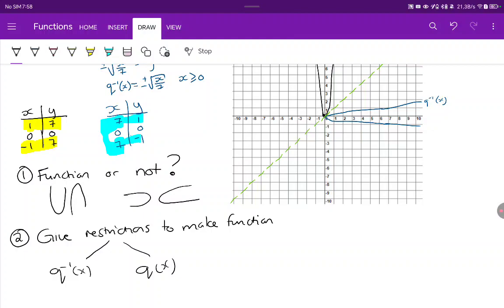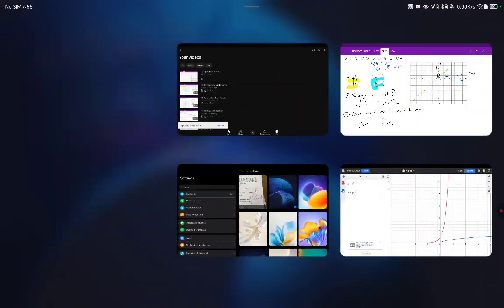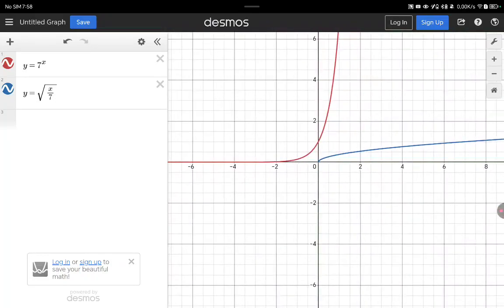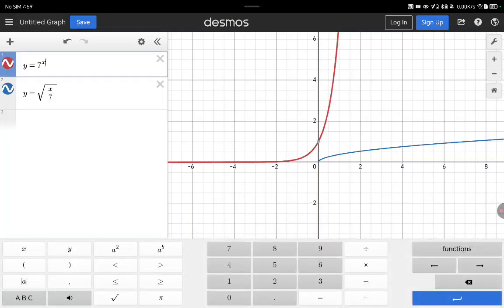Now let's see what this means. If I go to my Desmos calculator, you will notice that on the graph, I have y equals 7 to the power of x, and then I have y equals the square root of 7 over x. And on the picture, the blue line does not complete. And the reason why is because it's not a function. So if I did, no, this one is wrong. It shouldn't be that. It should be squared.